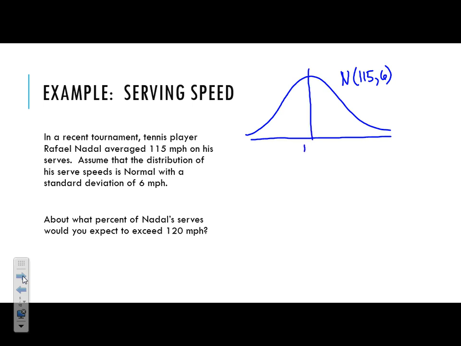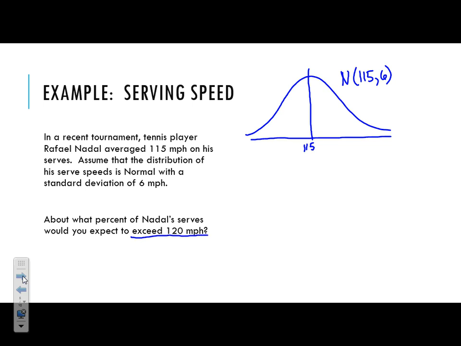Well, the center of this distribution is 115, and that gives me a reference point to draw off of with regards to any other numbers. Okay? So now I can get to the information that I was actually asked about, right? We want to know what percent of Nadal's serves exceed 120 miles per hour.